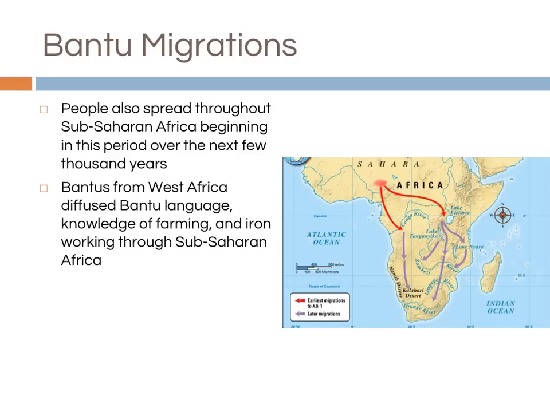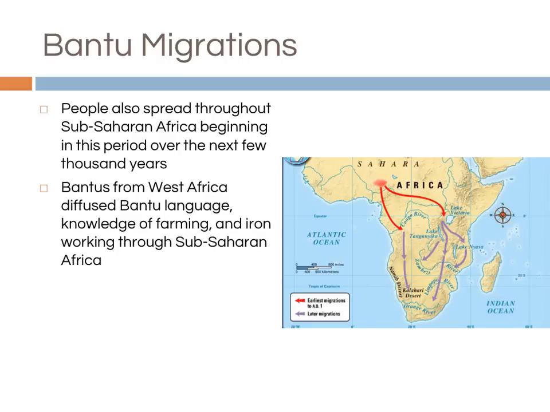People also started migrating throughout sub-Saharan Africa during this time. One of these groups are called the Bantus. You can see the red circle there is where the Bantus originated in West Africa. And over a few thousand years, they migrated all throughout sub-Saharan Africa. There are three important things that they took with them that formed a lot of the basis of culture of sub-Saharan Africa. Number one, their language. Number two, their knowledge of farming. And number three, their knowledge of ironworking.